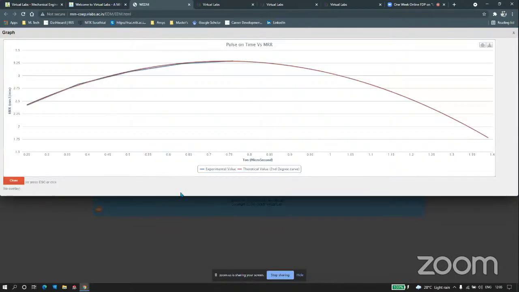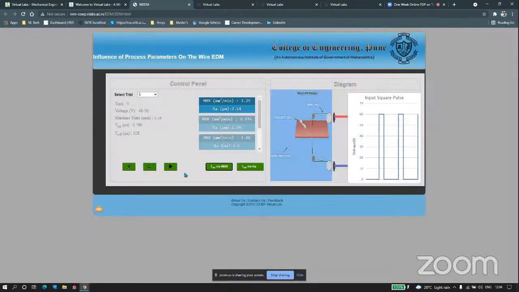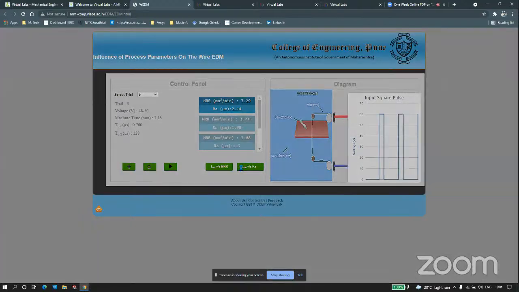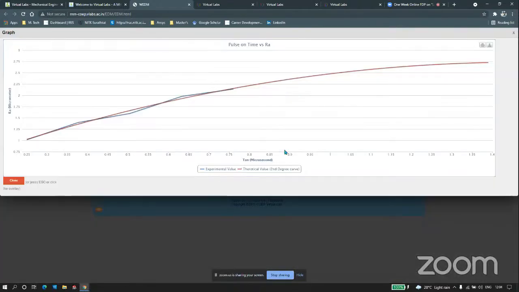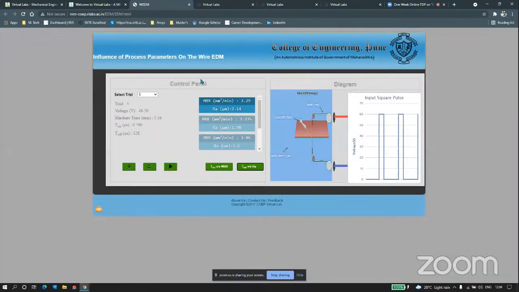So you will get the graph of the experimental value. The blue line is the experimental value, and the red line is the theoretical value. It is almost the same. So you'll be getting the material removal rate versus time graph. You can also print the graph for your reference, and you can also download the graph. So I'll press escape. Then I'll plot the on time versus surface roughness. You'll get the experimental value and theoretical value. So this is the influence of the process parameters on the wire EDM.